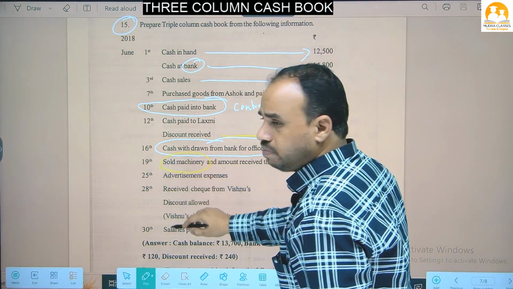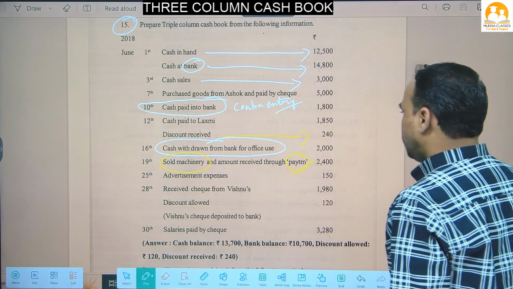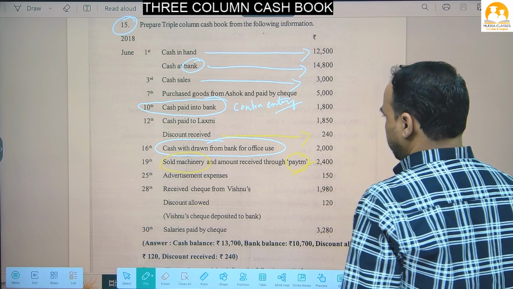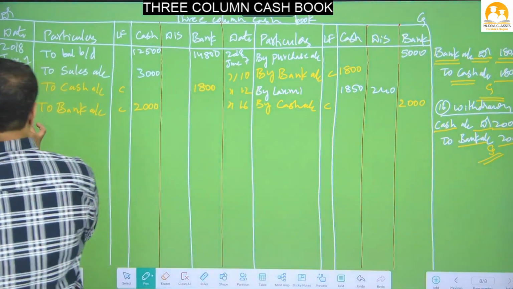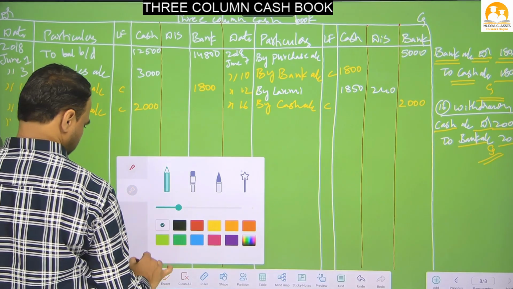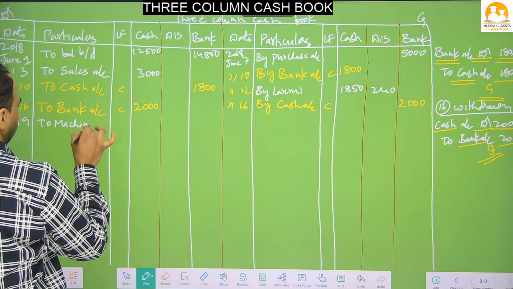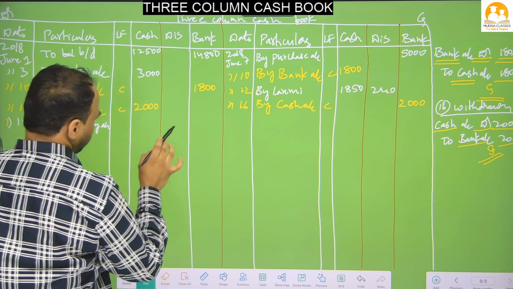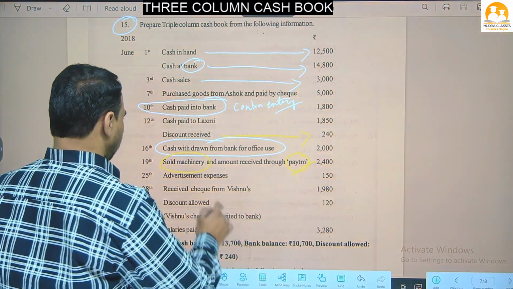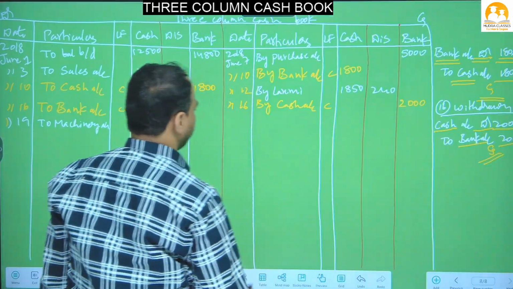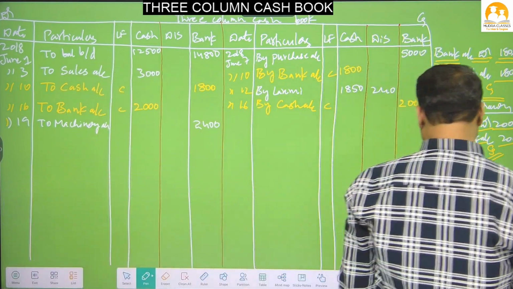Sold machinery. When we sold machinery, in return we will receive cash. Amount received through Paytm. So cash is coming. Paytm means related to bank. Amount write in bank column. Debit side we have to write machinery and amount write in bank column. Okay. Date 19, to machinery account. Amount write in bank column because amount received through Paytm. But how much money we received? 2400. So 2400 write in bank column because amount we received through Paytm after selling the machinery.